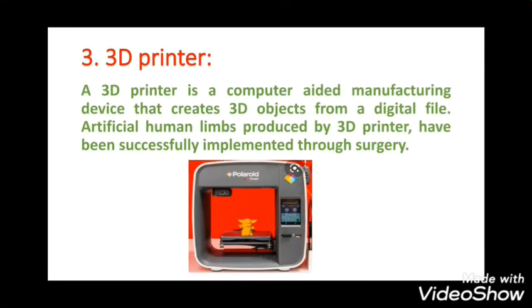Third output device is 3D printer. A 3D printer is a computer-aided manufacturing device that creates 3D objects from a digital file. Artificial human limbs produced by 3D printer have been successfully implanted through surgery. 3D printing is used to manufacture molds for making jewelry. It is also used in customizable gift industry like models of arts, dolls, etc.